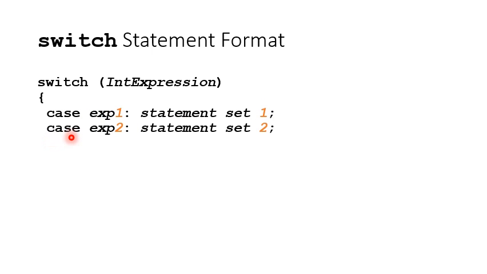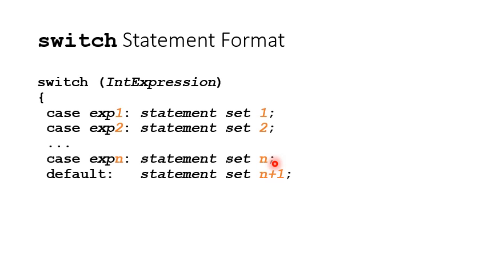Next, you have your case 2. So you need to write it as case expression 2, then colon, statement set 2, then semicolon. And so on until case expression n, colon, statement set n, then semicolon. Now, you need to have a default. So you need to write default, colon, statement set n plus 1, semicolon, and close it with your close braces.